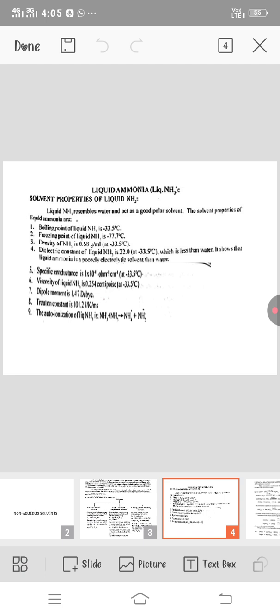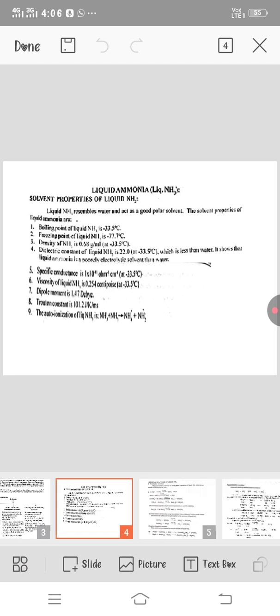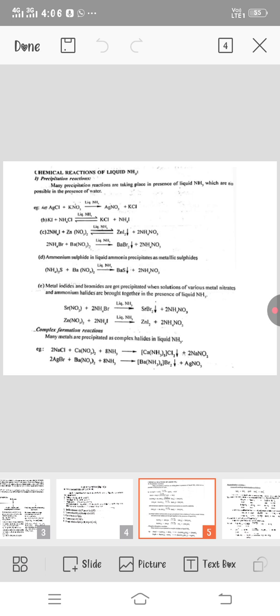Specific conductance is 1 into 10 raised to minus 11 per ohm per centimeter. Viscosity is 0.254 centipoise. Dipole moment is 1.47 D. Proton affinity is 101.2 joule per kilo per mole. The autoionization of liquid NH3 is NH3 plus NH3, which gives rise to NH4 plus and NH2 minus.